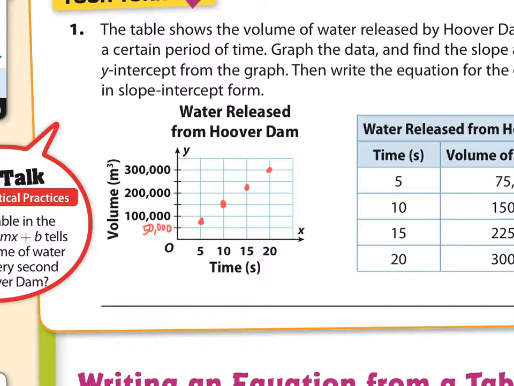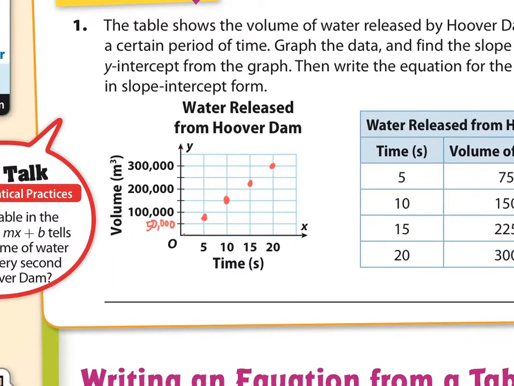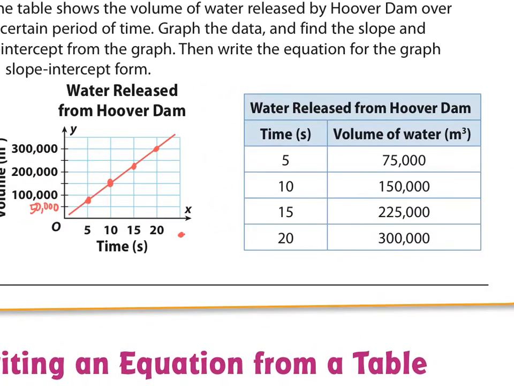So if I were to actually draw a line, I can see that this line is going to go through the origin. So something like this. So it will eventually touch the origin. I can see that this is going to be a proportional relationship.